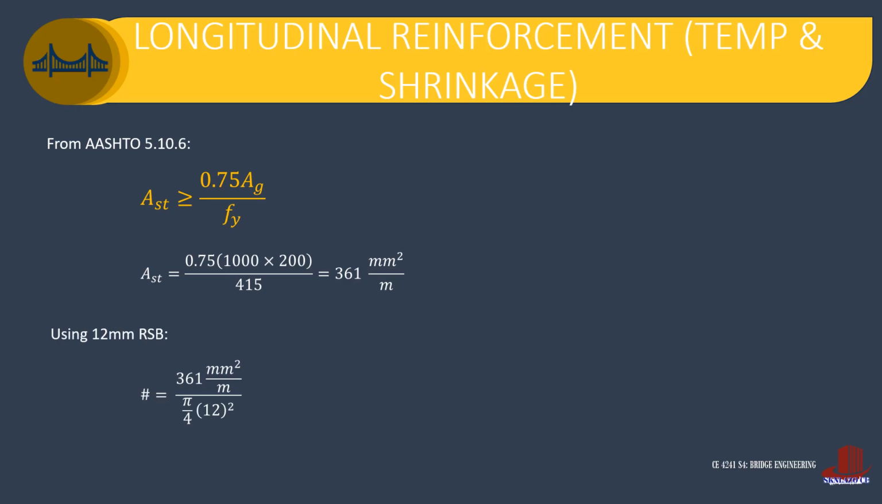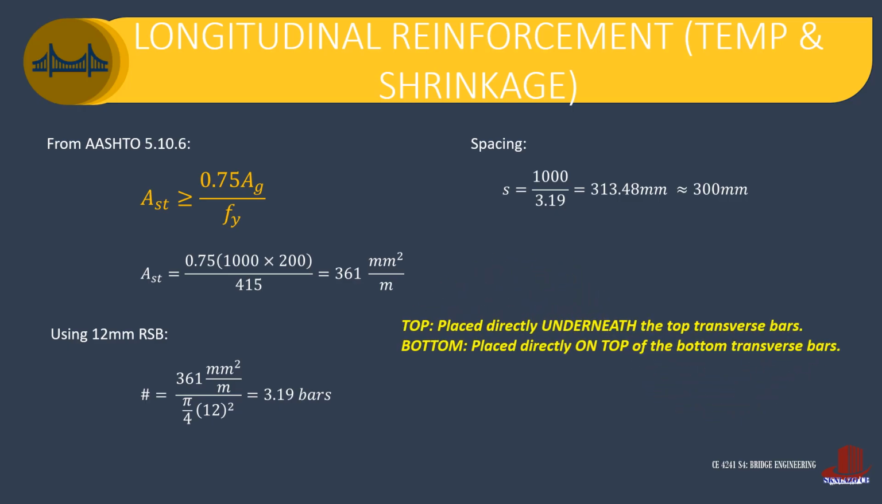When using 12 mm RSB, we take 3.19 bars per strip, and the spacing is 1,000 over 3.19, or 313.48, rounded to 300 millimeters on centers. These bars are placed with the transverse bars on top and bottom of the deck.